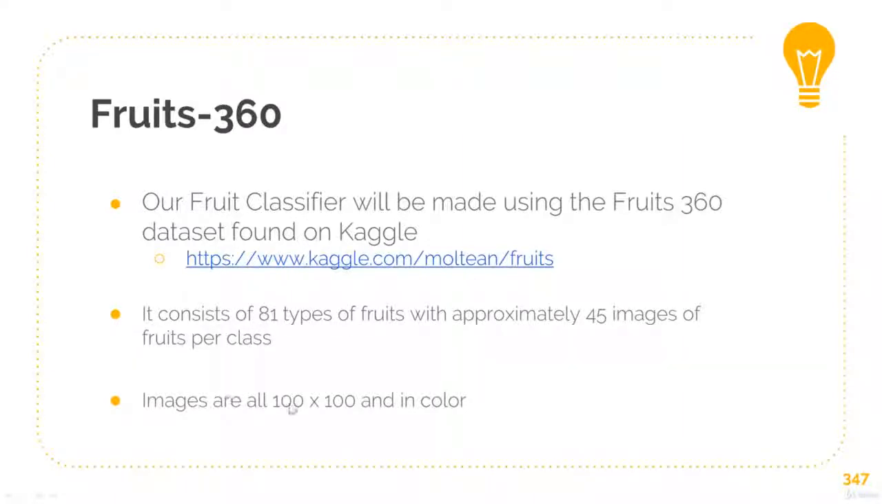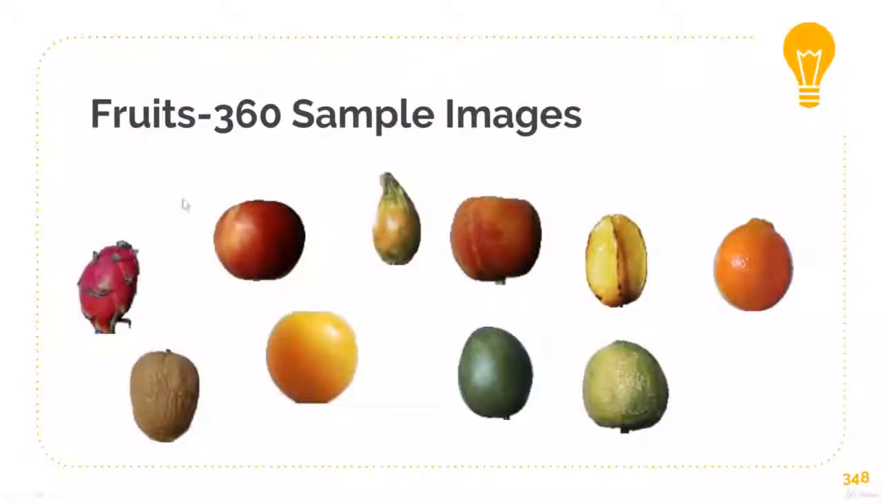And all images are 100 by 100 pixels and in color. So these are some examples of our fruits here. Honestly, I can't identify some of these myself. But yeah, we're going to train our classifier to do just that. So let's go to our IPython notebook.